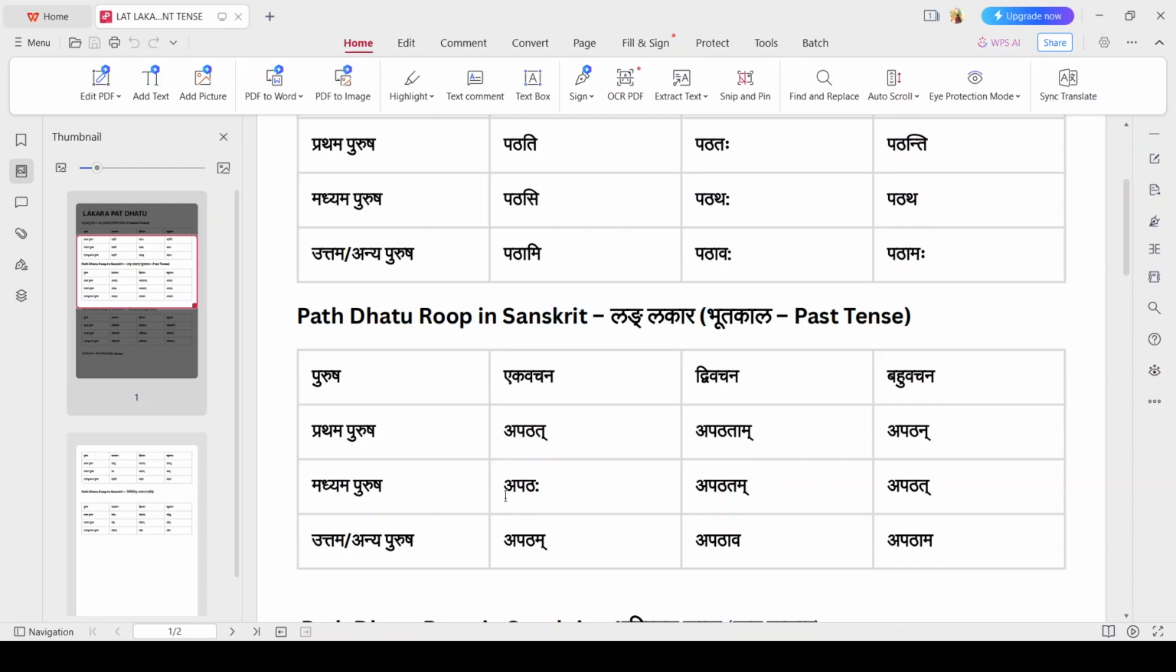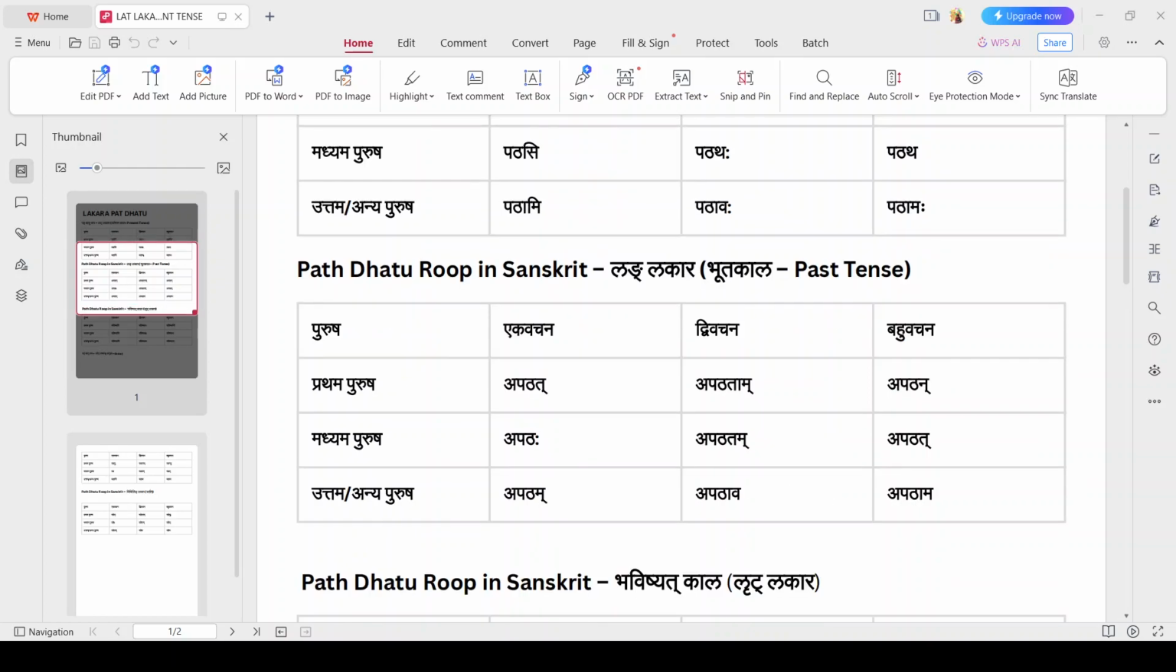The same for madhyama purusha, that means tvam. The first one is saha, then here it is tvam. So the subject is tvam, yuvam, yuyam: tvam apathaha, yuvam apathatam, yuyam apathata. Then the last one: aham apatham, avam apathava, vayam apathama. Take care with the endings of those words. If the subject is aham, it should be apatham; if avam, apathava; if vayam, apathama. Vayam is more than two. This is about lang lakara, that is past tense.